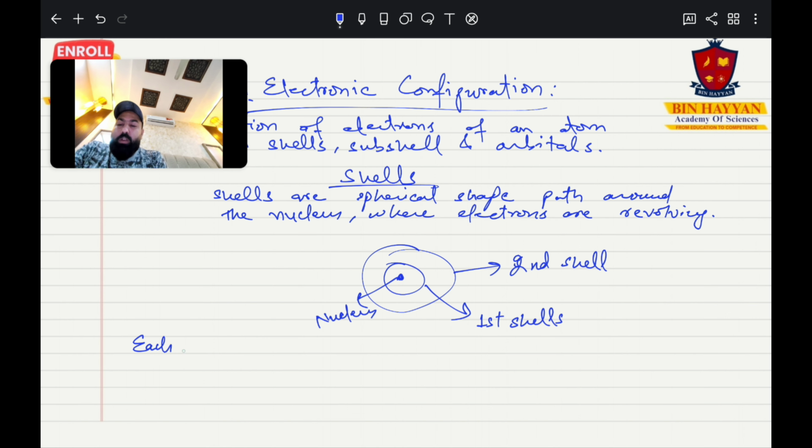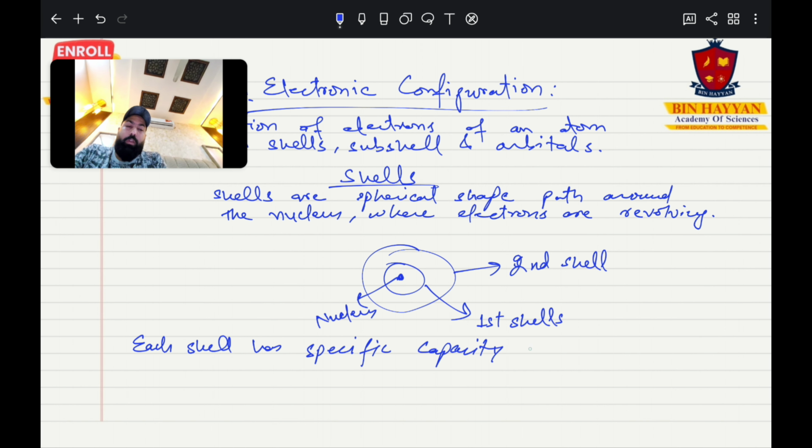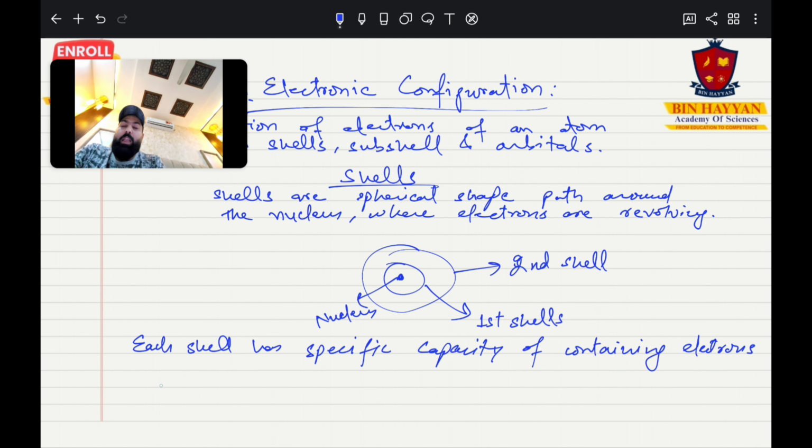Now each shell has a specific capacity of containing electrons. You can ask questions at the end of the lecture. Okay, each shell has a specific capacity of containing electrons. What does it mean?